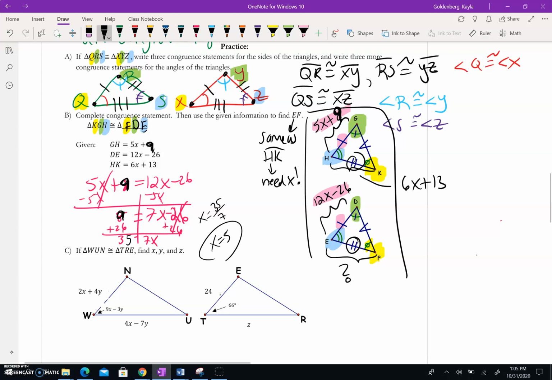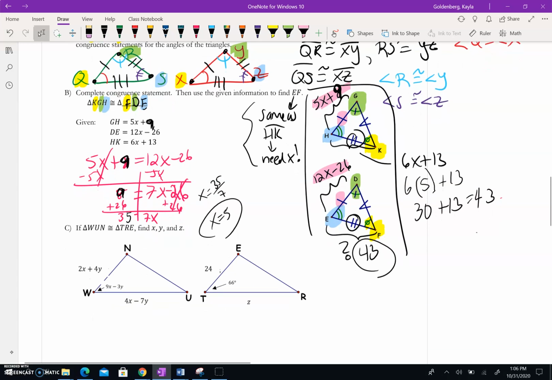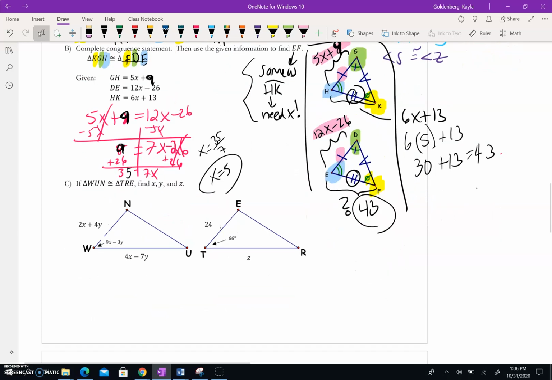Now that I found x, let's go back to my train of thought. We want to find how long E to F is. E to F has 2 tick marks, so does H to K. So HK is 6 times x, which we know is 5, plus 13. 6 and 5 make 30. 30 and 13 makes 43 units. So H to K is 43 units. So is E to F because those sides have been labeled as congruent. So E to F is 43 units long. We don't have a specific unit of measure, so I'm just going to call it units.